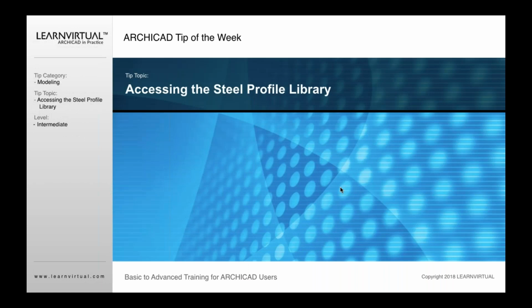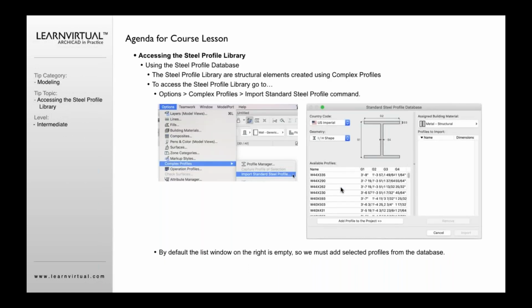Today, our Archicad tip of the week is how you access the steel profile library. If you've not done this before, it's pretty easy. The steel profile library is a standard in Archicad. You go to your options menu, you go to complex profile, and you open up your import standard steel profile.